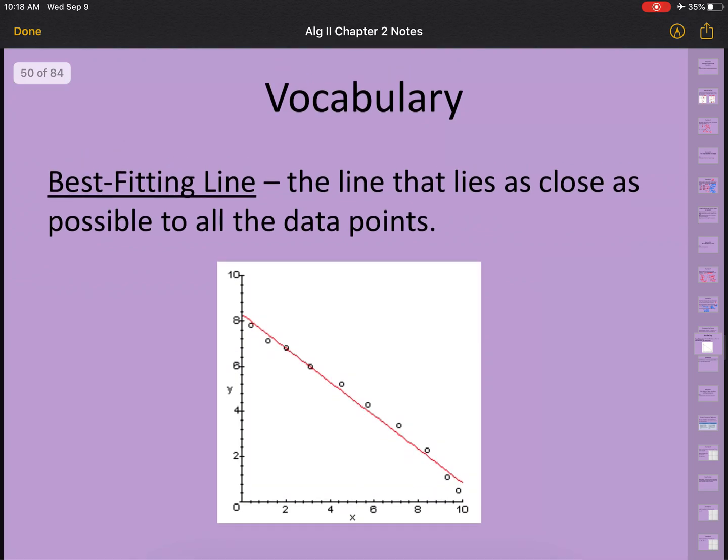Okay. So a best fitting line is the line that lies as close as possible to all the data points. Okay, so here I have this scatter plot of points. And what I'm going to do is try to make a line out of it that fits as close as possible to the data.